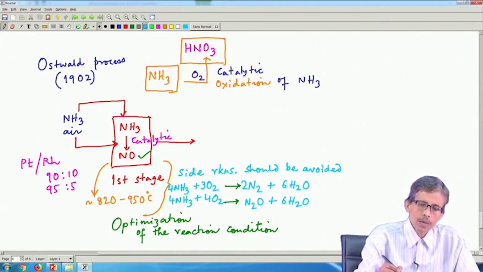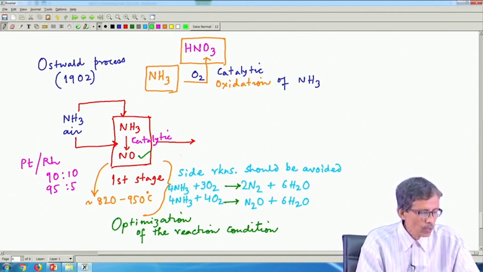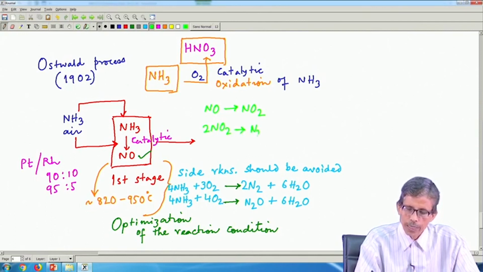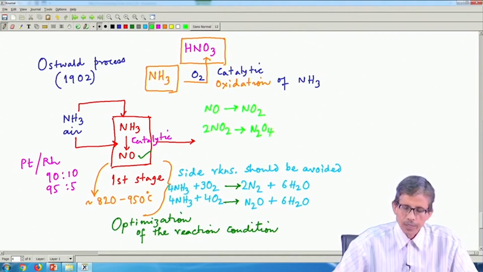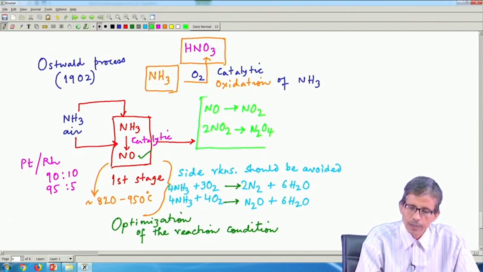So, these things therefore tell us that from stage 1 we can proceed to stage 2, where we can go for oxidation of NO to NO2, and two of these NO2 can dimerize to give you N2O4. We all know that NO2 can be dimerized very quickly to give N2O4. So, this is your second stage of reaction.